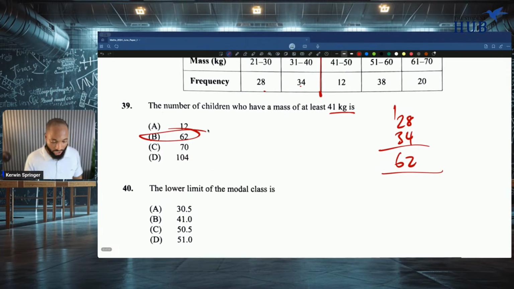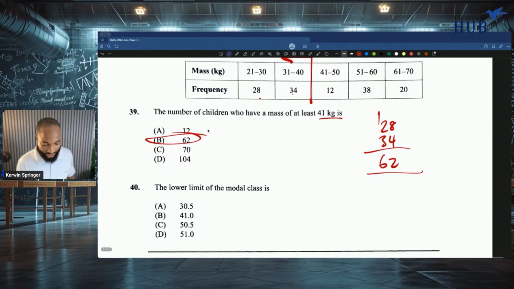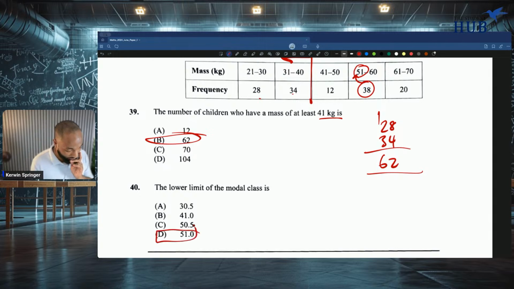The lower limit of the modal class is 38, most frequent. And the lower limit is 51. 51, limit 51. Boundary would be 50.5. They want limit.